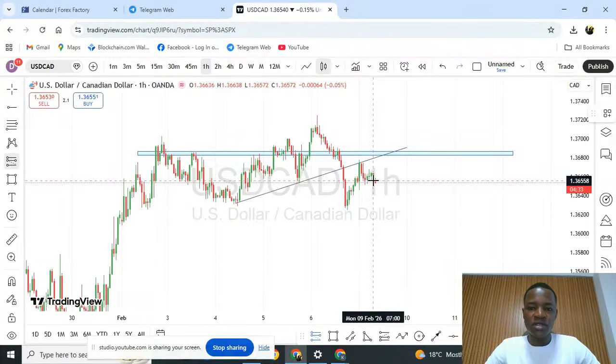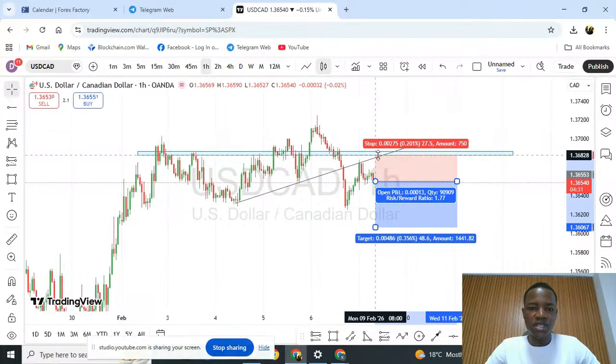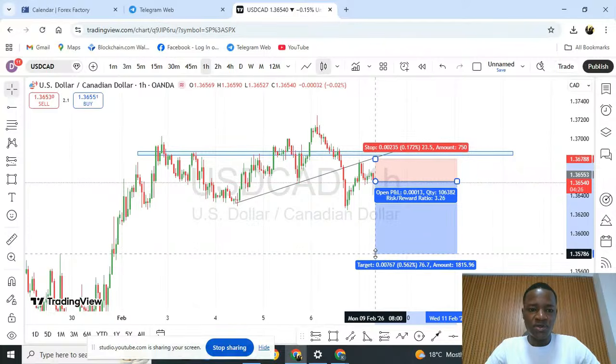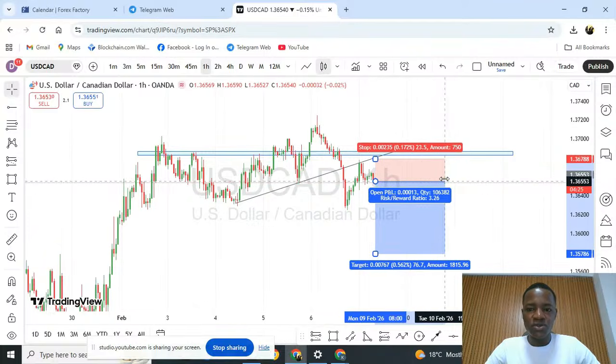So if you are looking for an entry to trade today, just sell USDCAD. If you are looking for an entry to make right now, sell USDCAD, we are going to sell all the way down. It has a risk to reward ratio of 1:3.